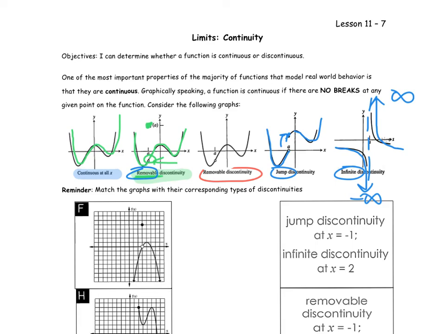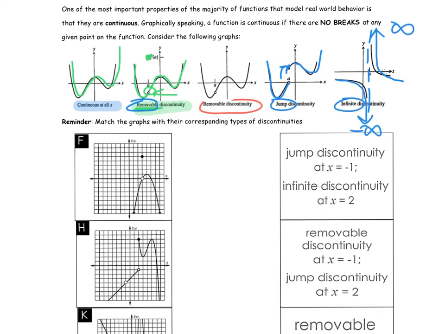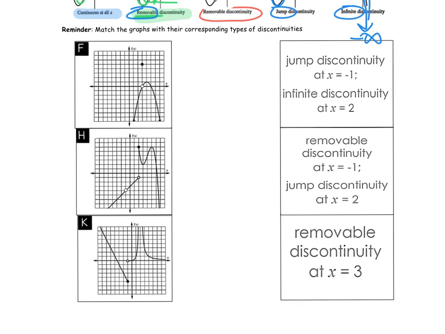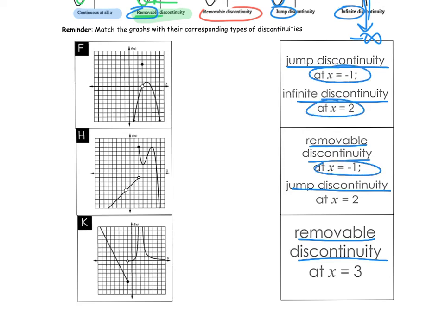All right, that's a little summary of the different discontinuities. Maybe pause the video here and see if you can match the graphs with their corresponding discontinuities. We're looking for a jump, an infinite discontinuity, a removable discontinuity, a jump, and then another removable discontinuity. Pay attention to the points where those are and see if you can match up the graphs. So pause the video here. You think you got it?